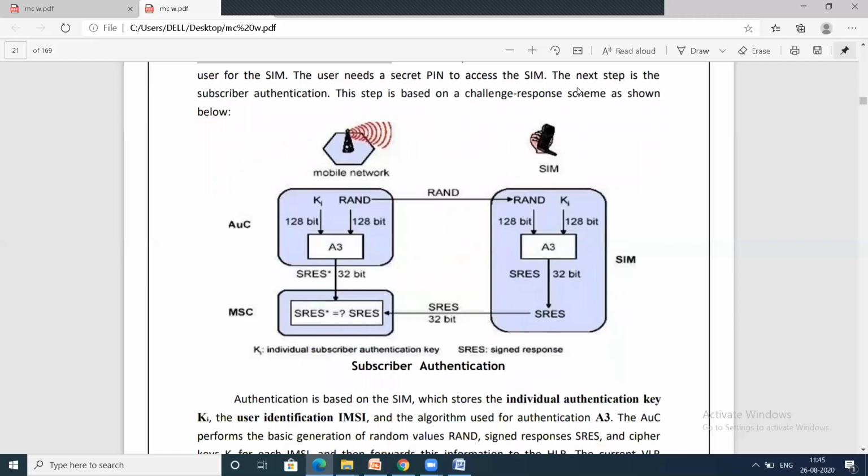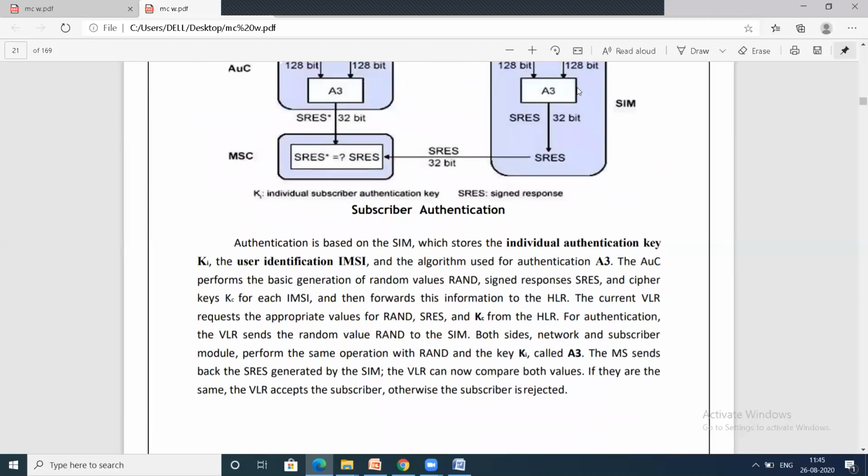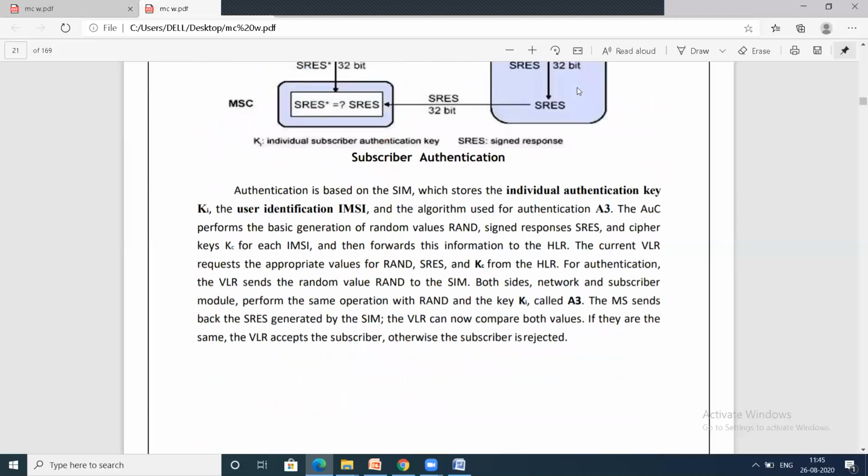Only three algorithms are used in GSM security. The A3 algorithm is used for user authentication. The A5 algorithm is used for encryption of data. The A8 algorithm is used for generation of a cipher key. This diagram shows the subscriber authentication.